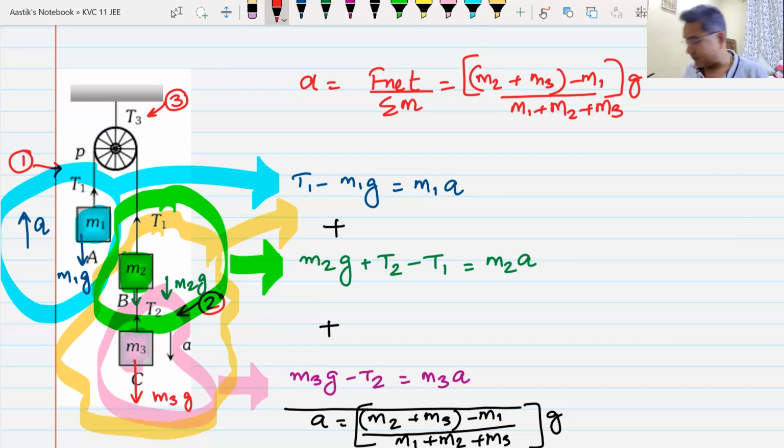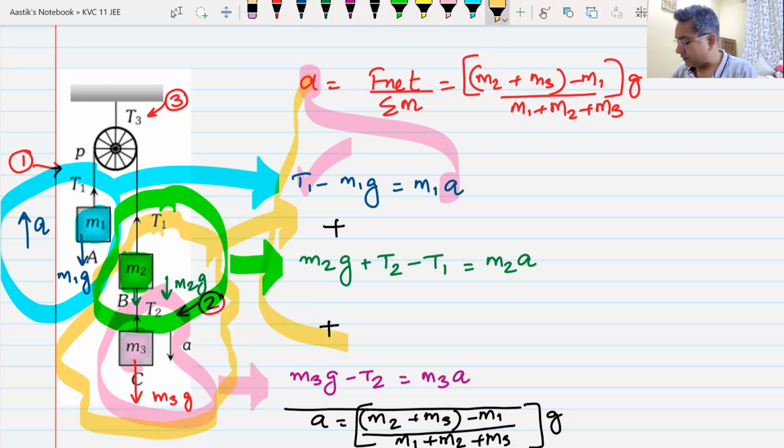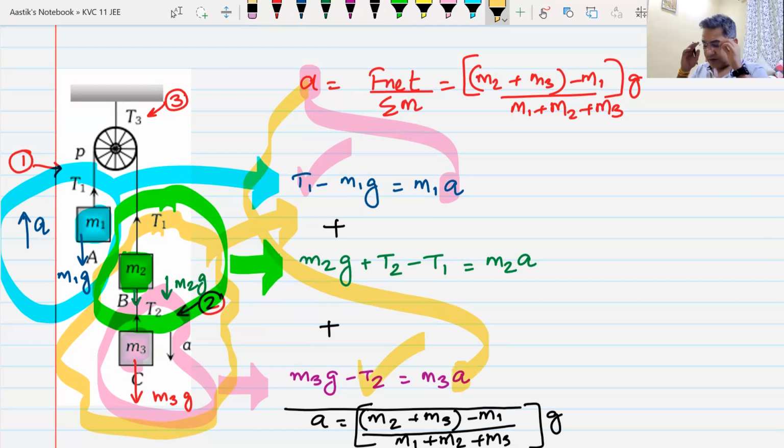So you could have got this without doing all this. As soon as you get the value of A, the easiest way is put the value of A here and you will get the value of T1. Put the value of A here. Oops, I put it in the place of T2. Put the value of A here and you will get the value of T2.